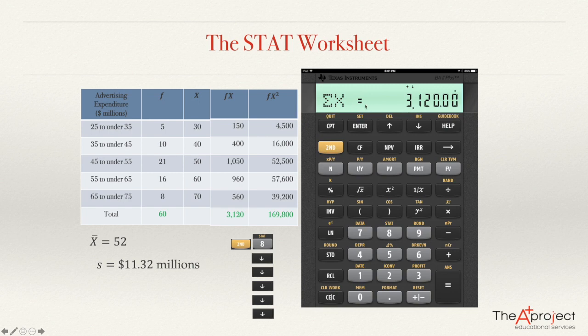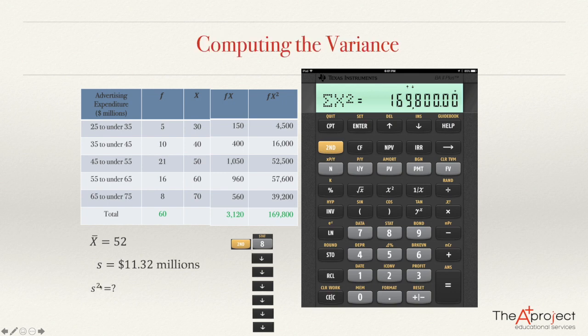For example, you can see the sum of the x. And the sum of the x is actually the sum of the fx. Because you can consider this x, this x is 30, but there are 5 of these 30. So actually adding all these 5 x's, the answer is 150. So the sum of the x is actually the sum of the frequency times x, 3,120. That's the answer that we get here. If I continue scrolling down, it is 169,800. That is exactly the sum of the fx squared.